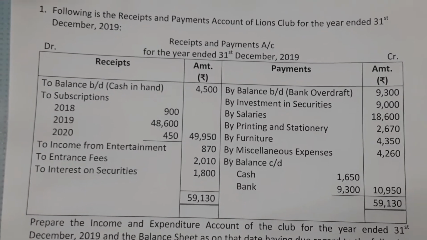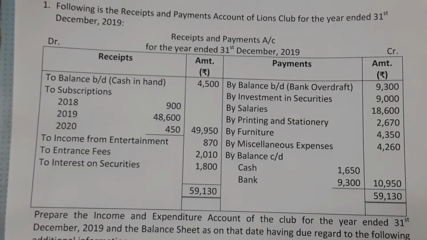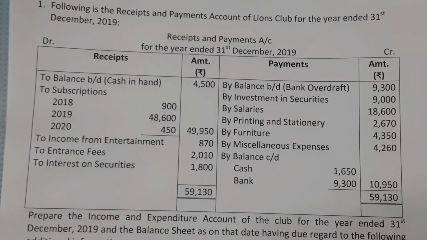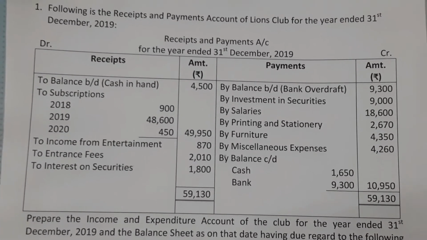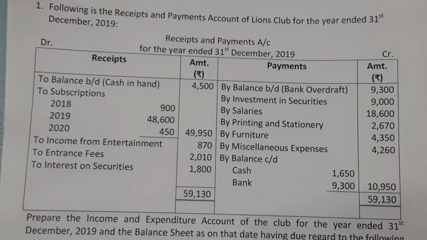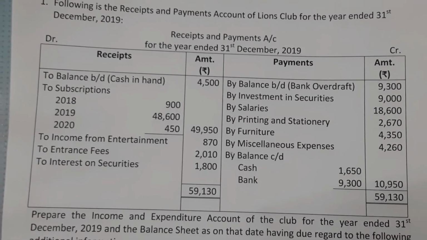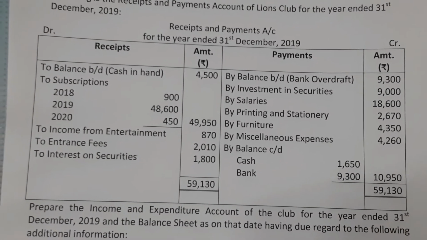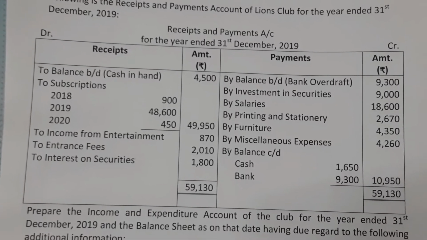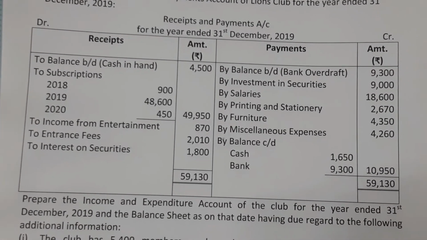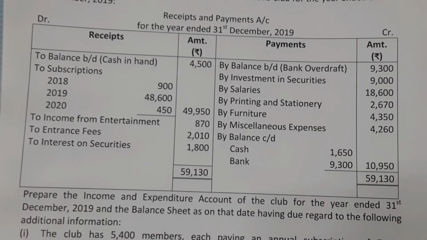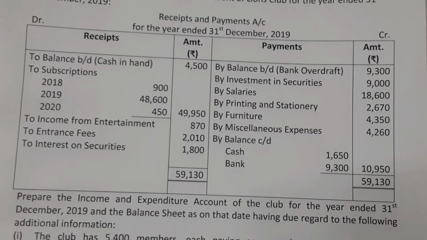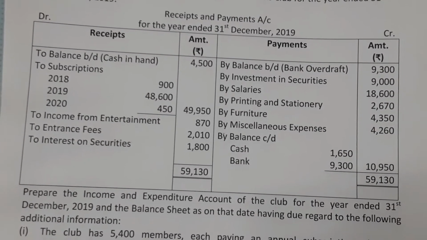The first question of today's class we are going to solve is, following is the receipts and payments account of Lions Club for the year ending 31st December 2019. The receipts and payments account is as follows. To balance brought down, cash in hand 4,500, to subscriptions 2018 900, 2019 48,600, 2020 450. Total received 49,950. To income from entertainment, this is our revenue receipt 870. To entrance fee 2010. To interest on securities 1800.